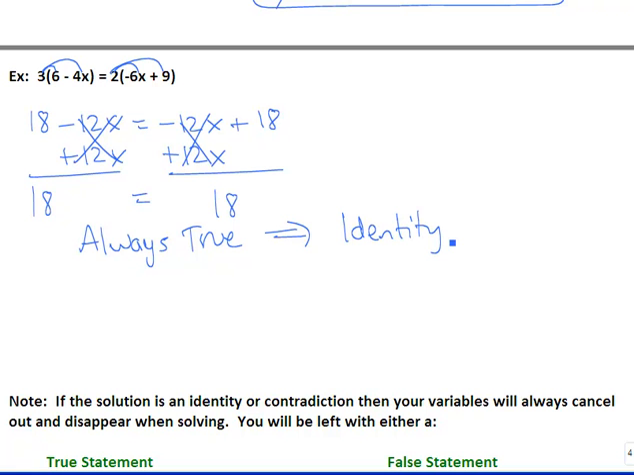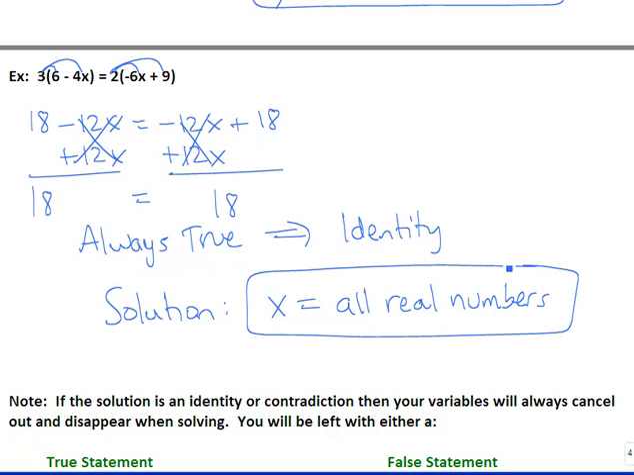Okay? Now that's not what you write for your solution. When you're writing out your actual answer, remember that if an equation is always true, that means no matter what x I pick, it's always going to make the equation true. So every value of x works. So the way we write that is x can be all real numbers. So write it out with words. So your solution, all real numbers.